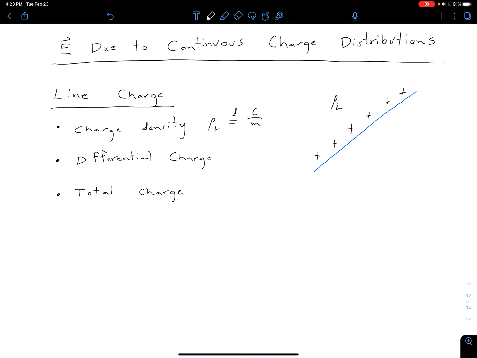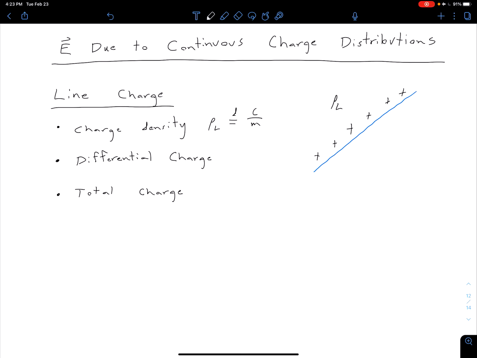It's very important that we don't get this rho mixed up with our rho from our previous chapter where we were talking about cylindrical coordinates. Oftentimes we'll use rho to indicate a charge density, so just make sure you're clear on which rho means what.